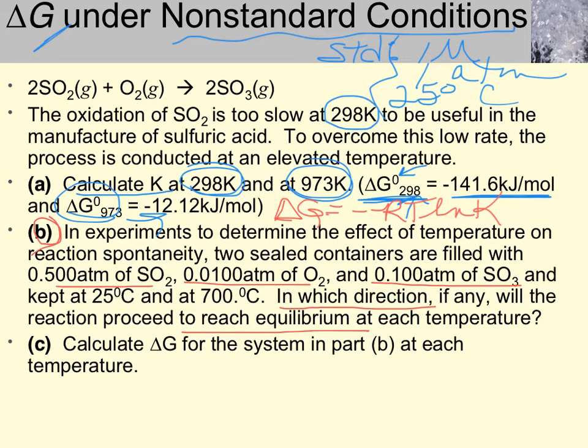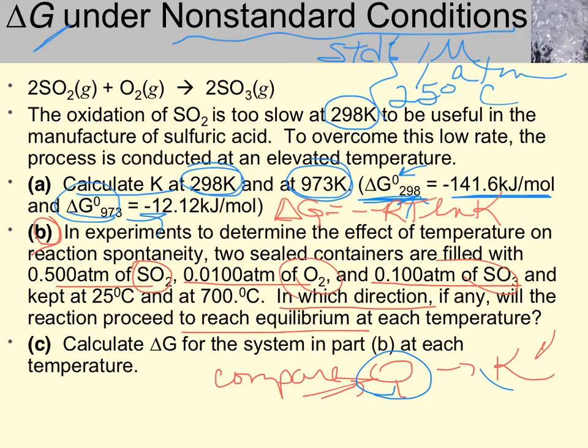I don't know if you remember this, but you need to compare Q to K. And Q, remember, is products over reactants just like K, but Q uses concentrations not at equilibrium, and K has to have equilibrium concentrations. So you simply want to calculate Q by plugging in the appropriate values given for the reactants and products, and then you want to compare the value you got for Q to the value you just calculated for K in part A.